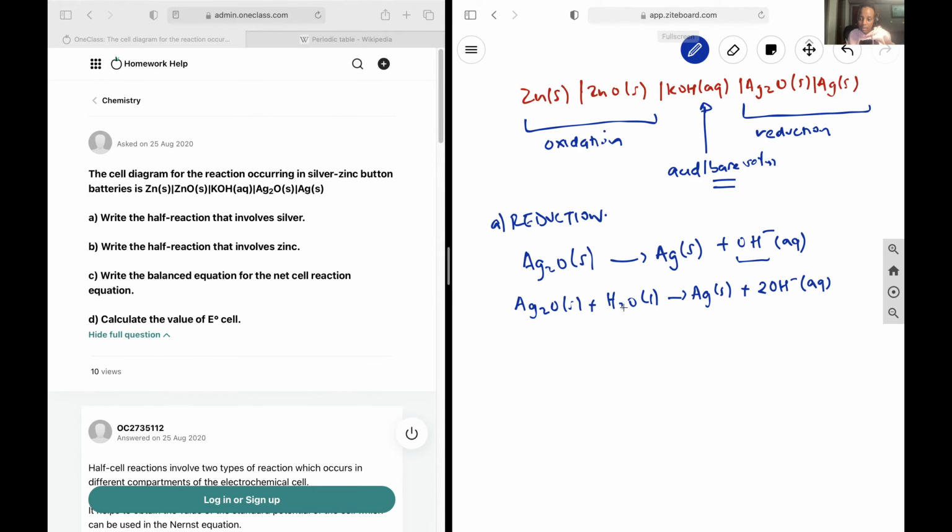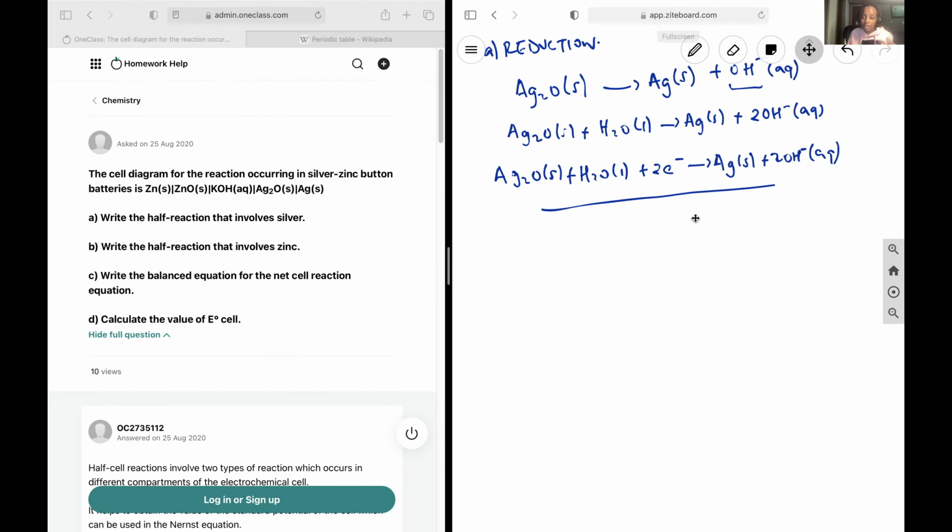Okay, so oxygen is fine, hydrogen is fine, but what's left is a charge. And so here we have a charge of 2 minus, and here we have a charge of 0. So we're going to balance that out using electrons. So that it can become Ag2O solid plus H2O liquid plus 2 electrons to give us Ag solid plus 2 OH minus in aqueous solution. And that's going to be the half reaction that involves silver.